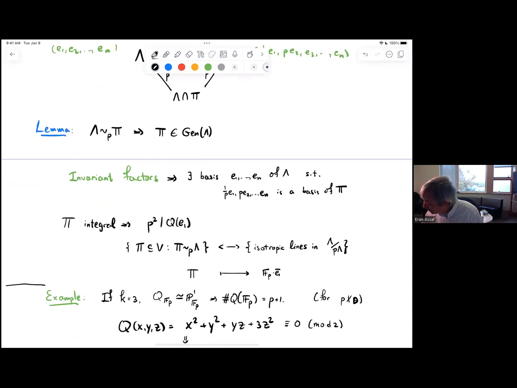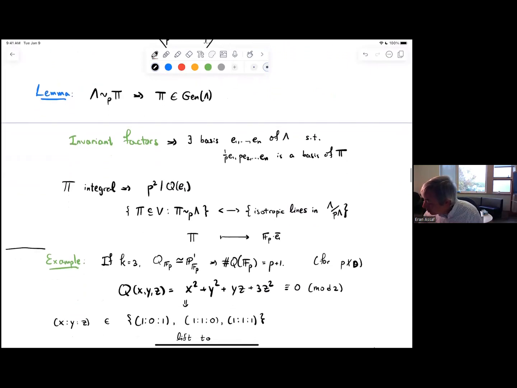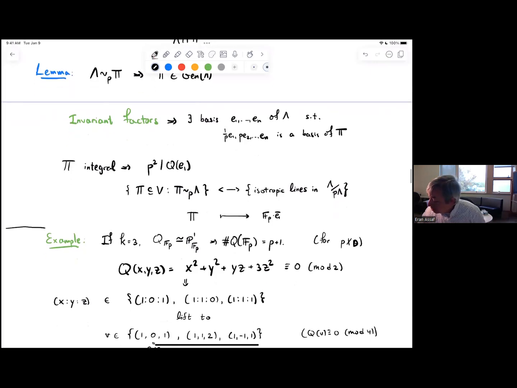Okay, let's look, for example, at the quadratic form we looked at before, x squared plus y squared plus yz plus 3z squared. We want to find the two neighbors of our lattice. So we look at the isotropic lines modulo 2. We see that this form is anisotropic modulo 2. So x has to be 1. And every choice of y and z that is not both 0 will give us an isotropic vector. So this gives us these three vectors.